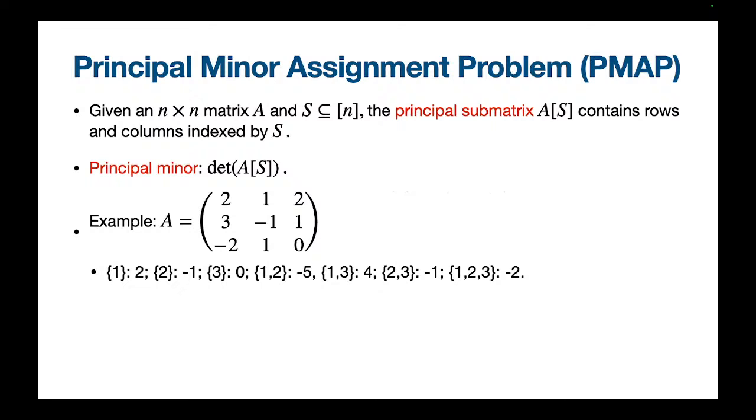The principal minors corresponding to the singletons are just the diagonal elements. And suppose we take the set {1, 3}, then the submatrix in orange is the corresponding principal submatrix, and its principal minor is 4.